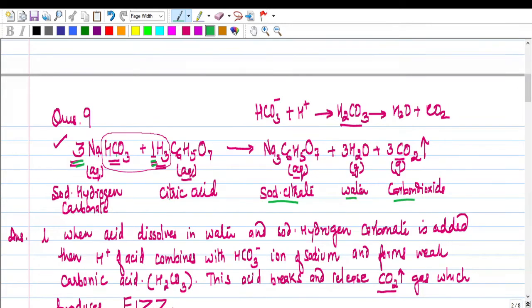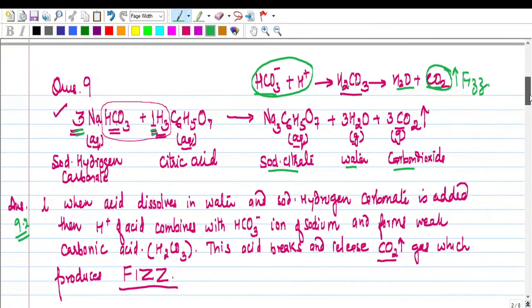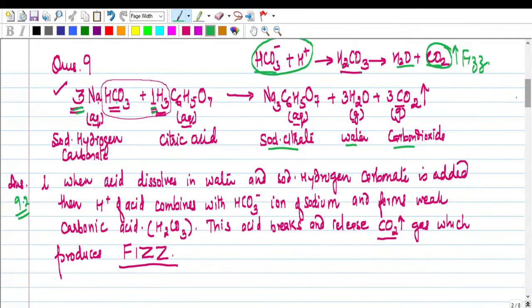Now, always remember when citric acid or any acid combines with bicarbonate. Bicarbonate is HCO3 minus, then acid is hydrogen ion, or proton or hydronium ion. So this H plus is going to combine to form H2CO3, which is a weak carbonic acid, and it is going to break into water and carbon dioxide. And it is because of this carbon dioxide there will be a fizz sound. So the question 9.2 says which gas is released or which gas produces fizz sound. So it is carbon dioxide gas which produces fizz sound.